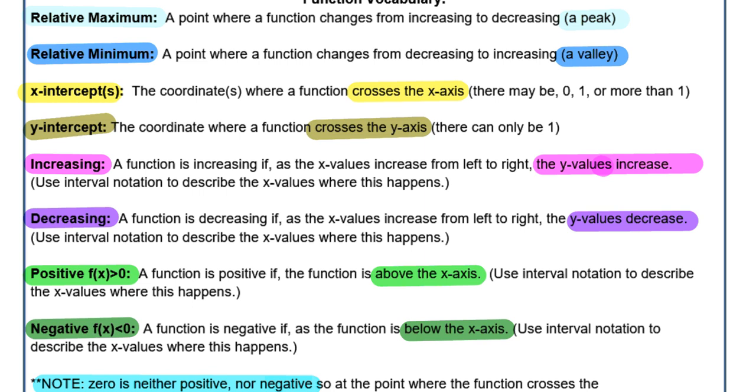Positive is where our graph is positive y values, so positive is above the x-axis. Negative would be negative y values, so a negative would be where it is below the x-axis. I think I said y-axis. You want positive y values, so it is above the x-axis. So positive y values are above the x-axis. Negative y values are below the x-axis.